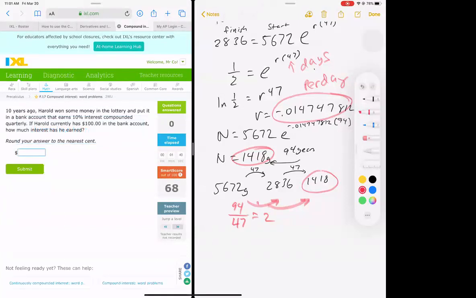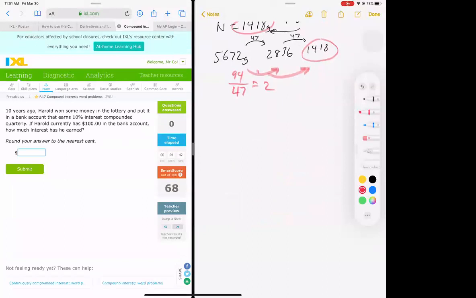Okay. 10 years ago, Harold won some money in the lottery and put it in the bank that earned 10% interest compounded quarterly. If Harold currently has $100 in the bank account, how much interest would he earn?